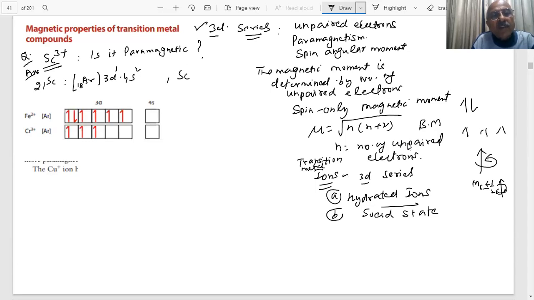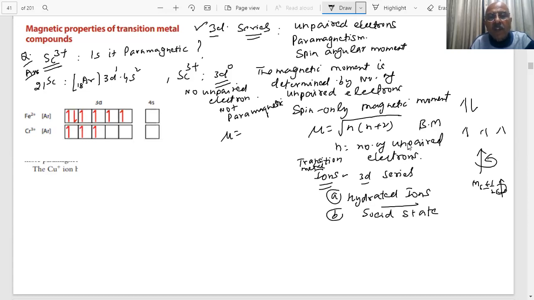What will be scandium 3 plus? The 3 electrons will be lost. What will you have then? 3d0? Tell me. Yes? No unpaired electron? There is no unpaired electron. Therefore, students, scandium 3 plus has 0 unpaired electrons. It is not paramagnetic. And the value of mu, if I put the value of n as 0, what will you get? Mu is 0 Bohr magneton. Clear? Yes, sir.